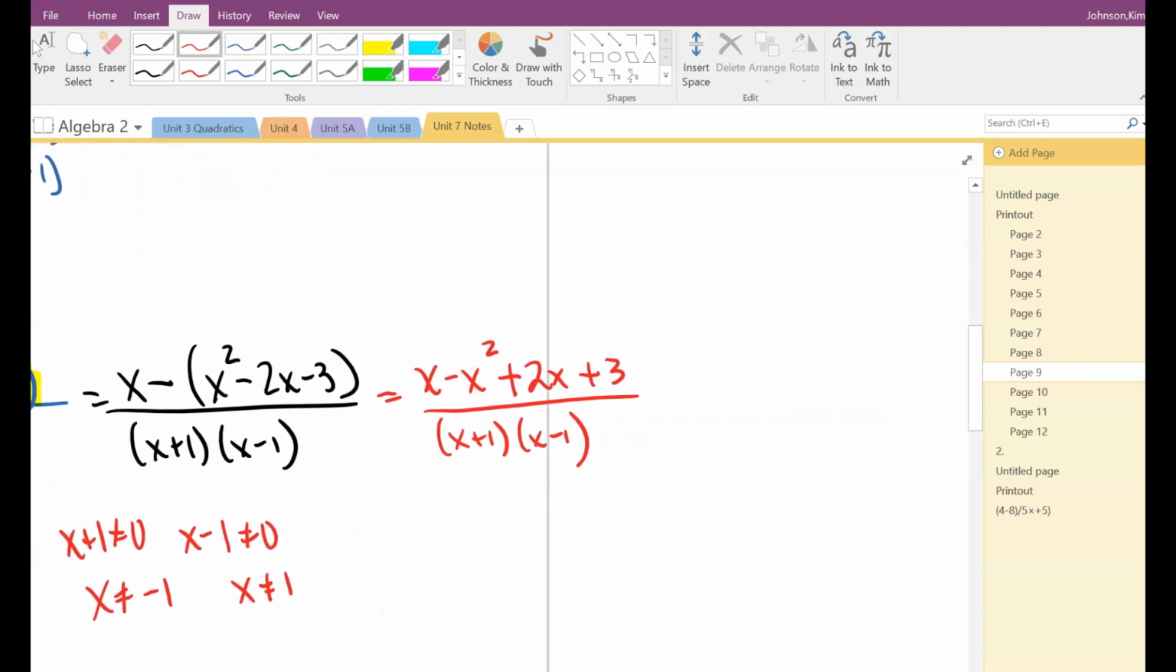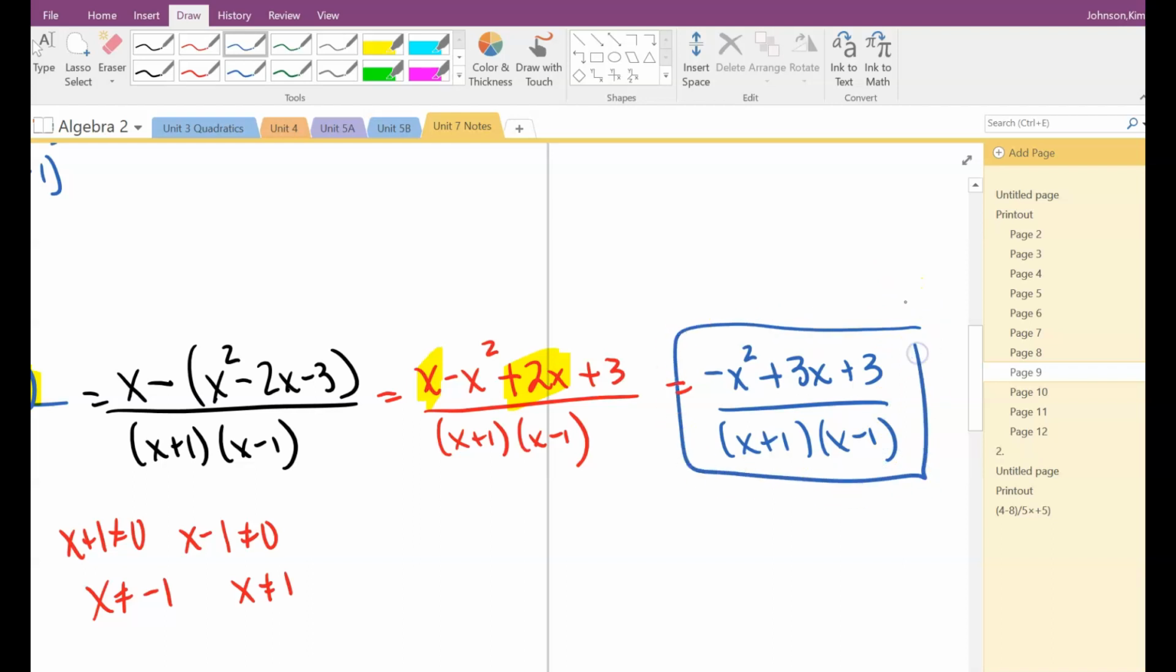And then one more simplification, combining these like terms here. These two can combine. And so I end up getting negative x squared plus 3x plus 3. And that can't factor any further. That's going to be as simplified as it gets. So I'm done there.